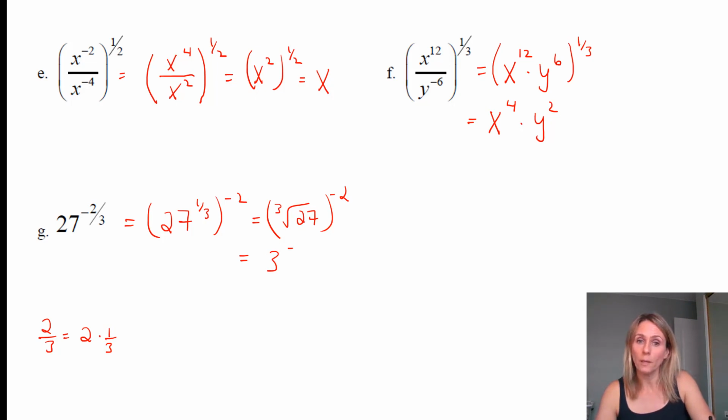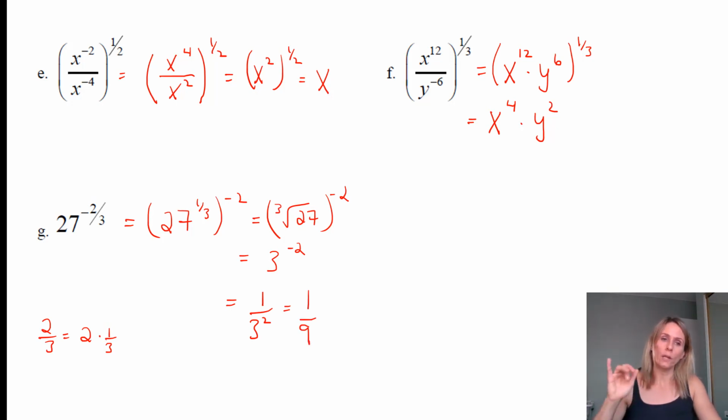So now we just have 3 to the -2. And we know from our rules that that's 1 over 3 squared. And that's just 1 over 9. So 27 to the -2/3 is 1 over 9, or 1/9.